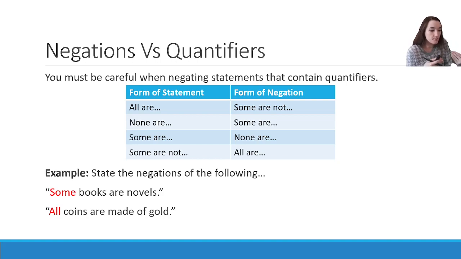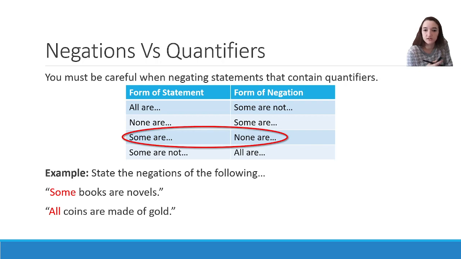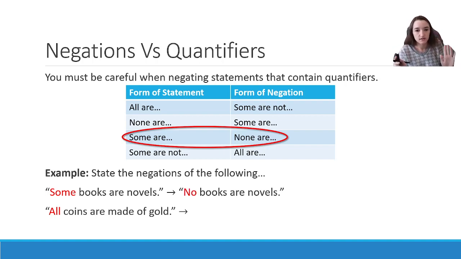So let's look at some more specific examples. If I said, some books are novels, what would the opposite of that be? Well, according to this chart, the opposite of some are is none are, right? So some books are novels means that novels exist, that there are some books that are novels. And if I wanted to prove myself wrong, or to say that that statement is false, the opposite would be, well, no books are novels, right? So either some are, or there's none at all. And so no books are novels becomes the opposite.